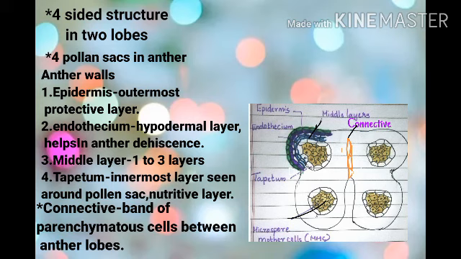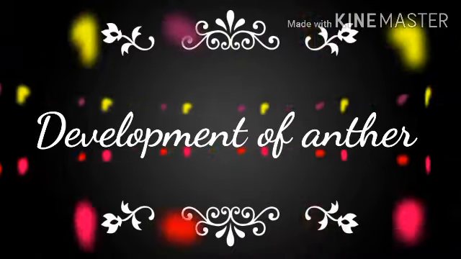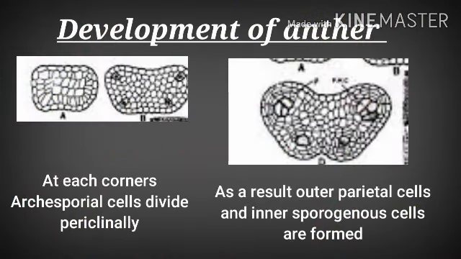So these are the different parts of anther. This is a typical structure of anther. You can just note it down. Now with this we have to study what is the development of anther, how the anther develops and how they produce the male reproductive cells.